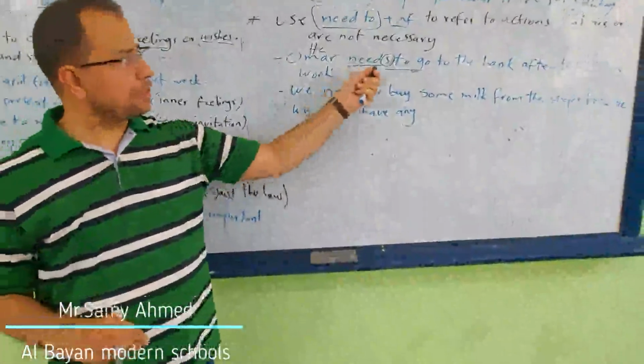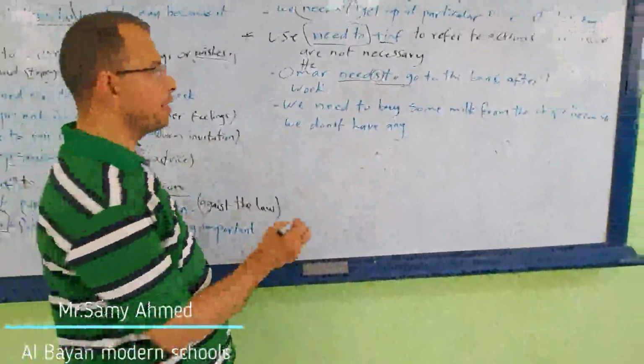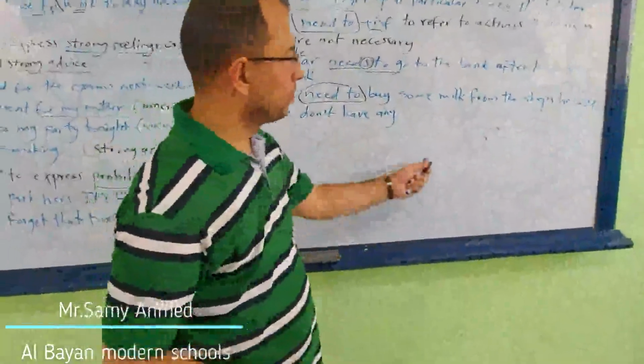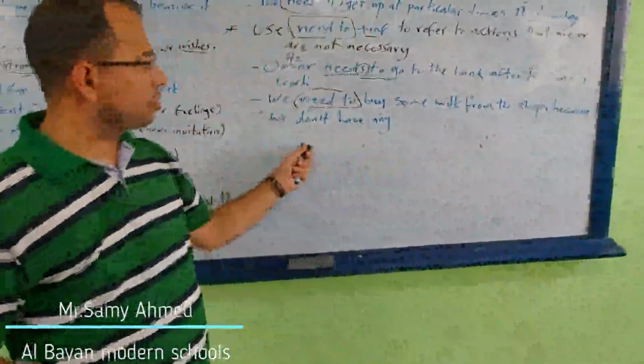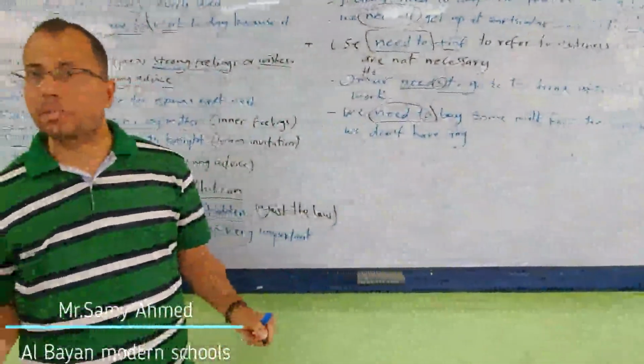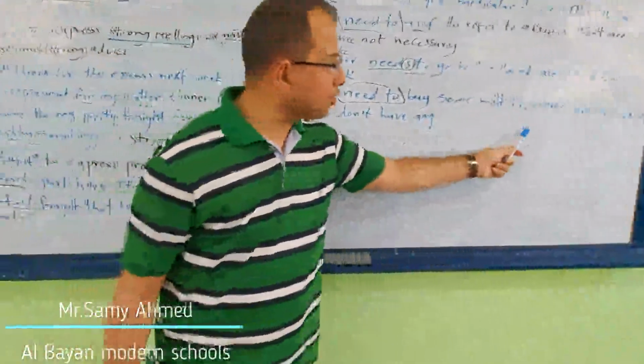Sometimes we use need to express necessity or not. We need to buy some milk from the shops because we don't have any. So it's better to buy milk before the closing of the shops.